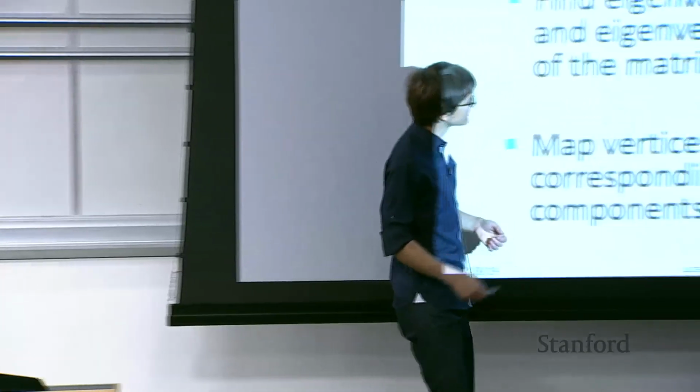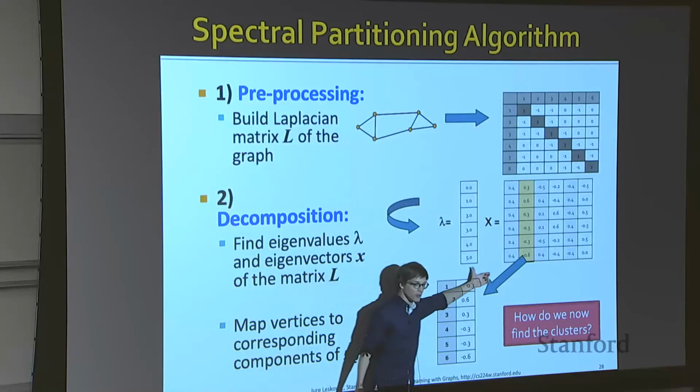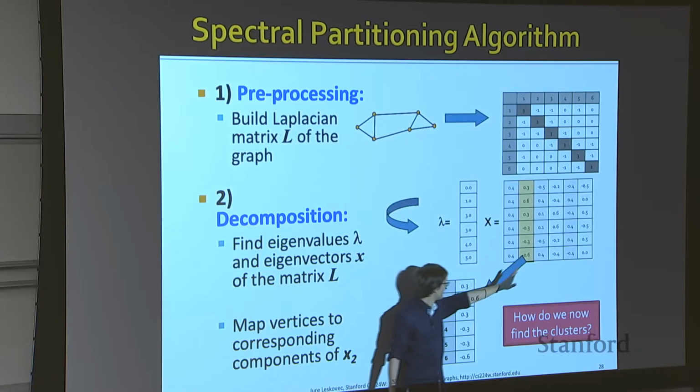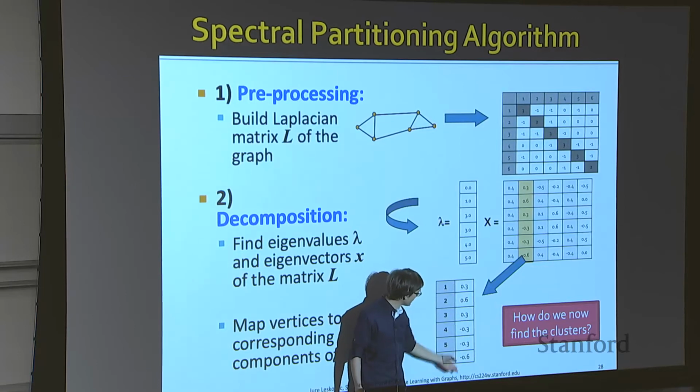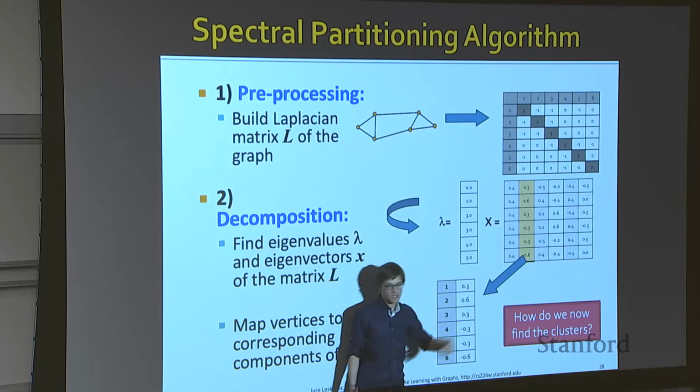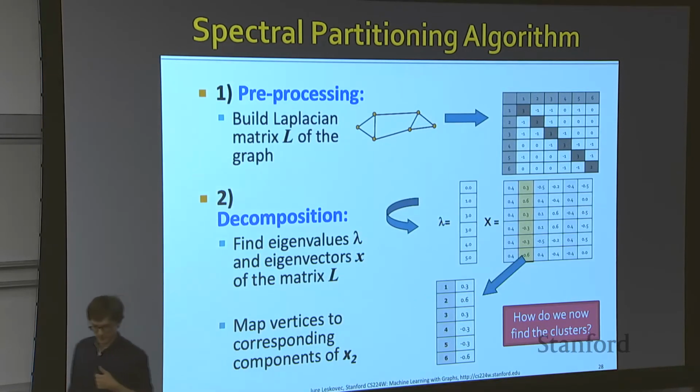That I create some matrix, I compute some eigenvectors and eigenvalues, I look at the components of the second eigenvector, and this essentially does the clustering for me for free. That's kind of the magic here.